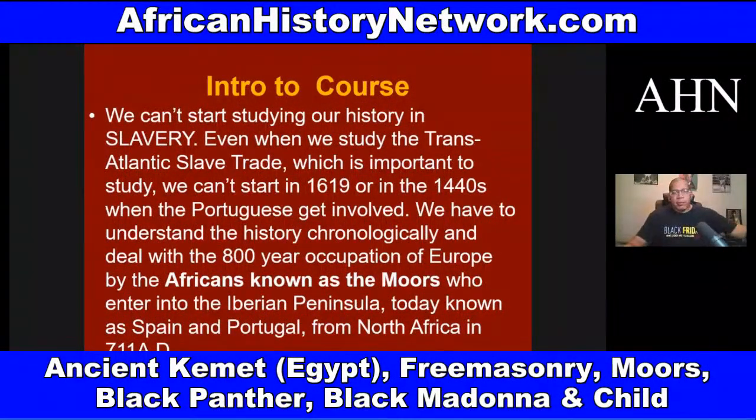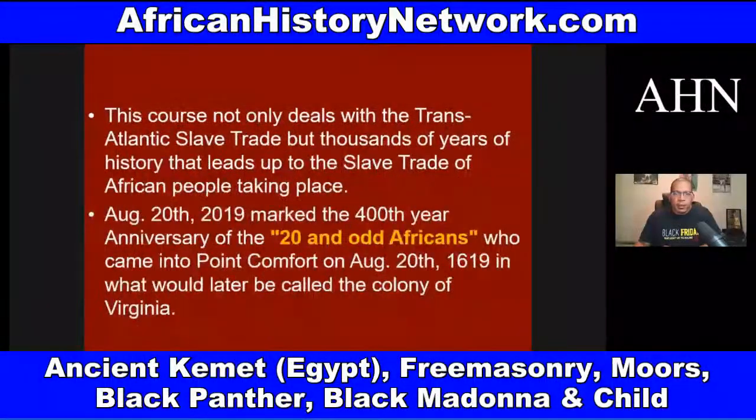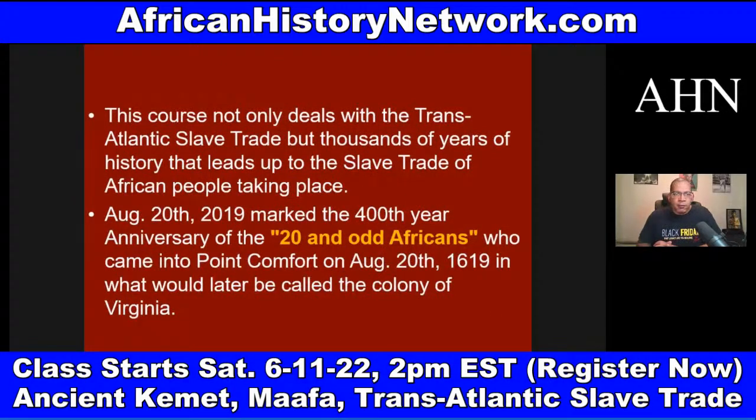who entered the Iberian Peninsula, today known as Spain and Portugal, from North Africa in 711 AD. And the Moors are taking the teachings from ancient Kemet, from ancient Egypt, into Europe. From the Nile Valley region of Africa, they're taking this into Europe, and this is what is going to bring Europe out of the Dark Ages, and it's going to be to our detriment. So this course not only deals with the transatlantic slave trade, but thousands of years of history that leads up to the transatlantic slave trade taking place.